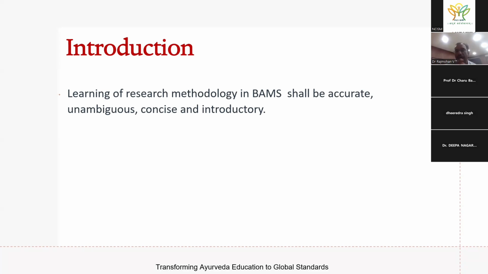Because we know we have a very vast and very precise research methodology syllabus, which is for the first 6 months of the preliminary MD and MS courses. So whatever we are introducing to the BAMS student should be introductory in nature, because it should not overlap with the PG syllabus, and it should not be so elaborate. And whatever we are placing here should be accurate, unambiguous, and also concise.